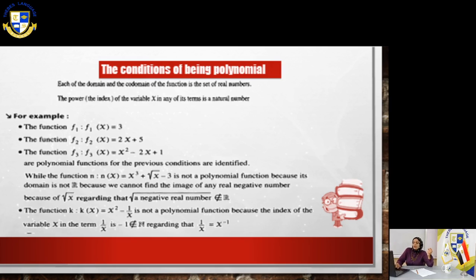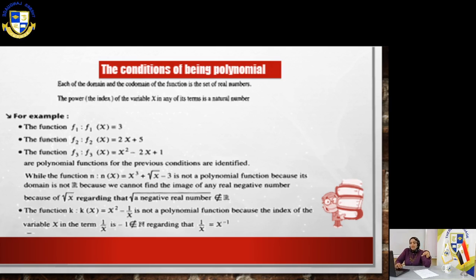But look at the function n of x equals x to the power 3 plus root x minus 3. It is not a polynomial function because its domain is not R, because we can't find the image of a negative real number. That is because the square root prevents me from using a negative number. We can't say square root of negative 3, for example.